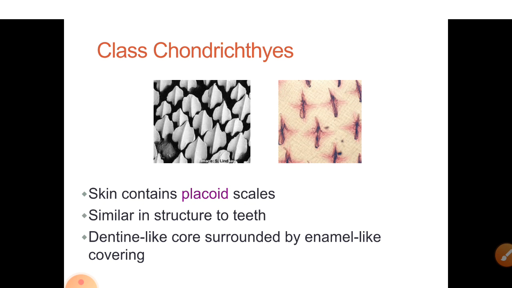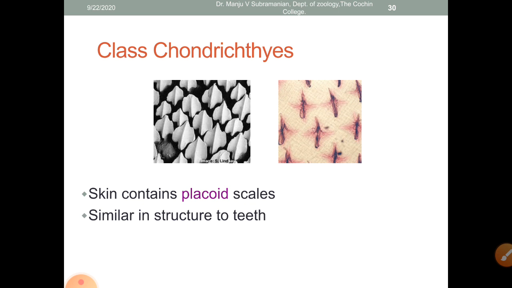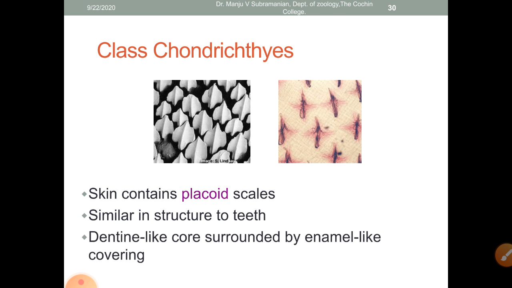The skin is loaded with microscopic placoid scales. This placoid scale has a central pulp cavity surrounded by blood vessels, and it is also surrounded by a conical layer of dentine called a spine, and a reticular basal plate that rests on the dermis. That is the structure.